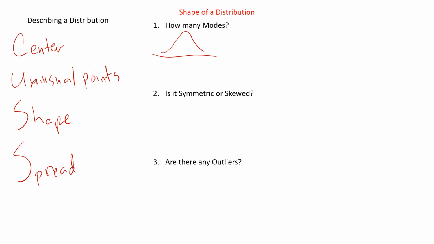A unimodal graph has 1 peak. That's what we're going to be dealing with for most of the year, because we'll be looking at the normal curve, and the normal curve looks like that. We can have a bimodal graph. Bimodal graphs have 2 peaks to them. A lot of times test scores will be bimodal.